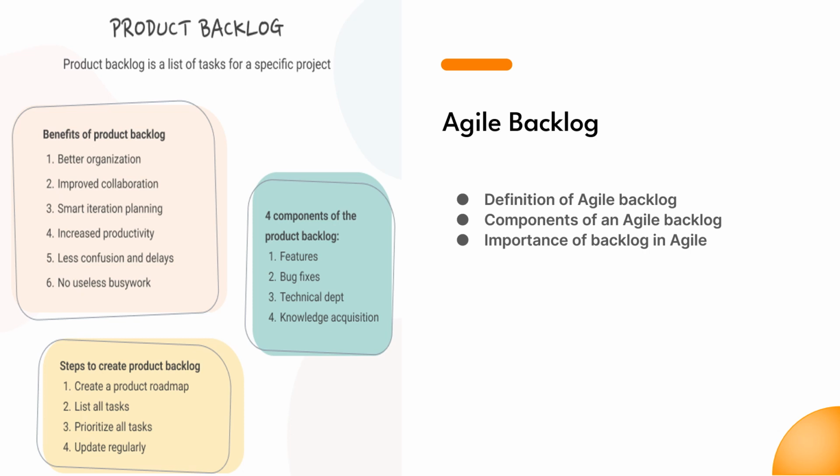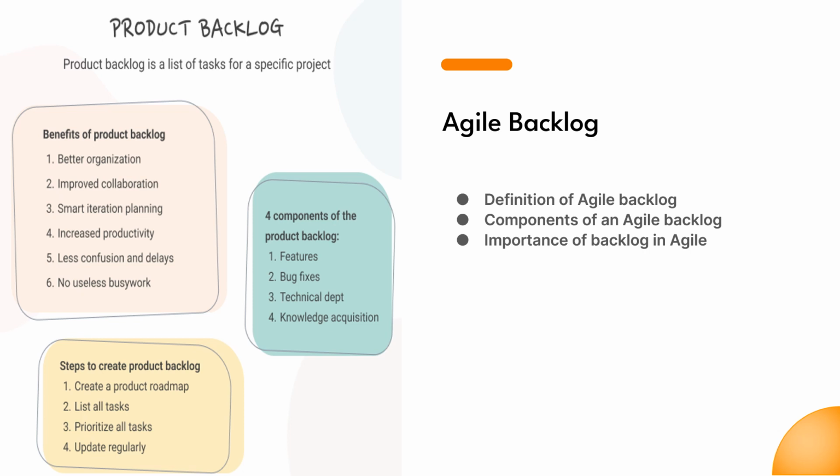Estimation. The backlog items are often estimated for their effort or complexity, which helps the team plan how much work can be completed in a given time frame. Evolving and dynamic. The backlog is not fixed, it evolves as the project progresses and new requirements, changes, and insights emerge. Iterative planning. Agile teams use the backlog to plan their work for each iteration, sprint, in methodologies like Scrum.